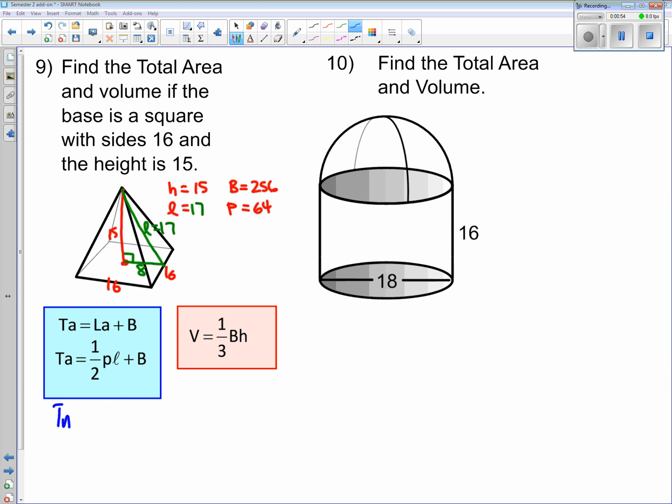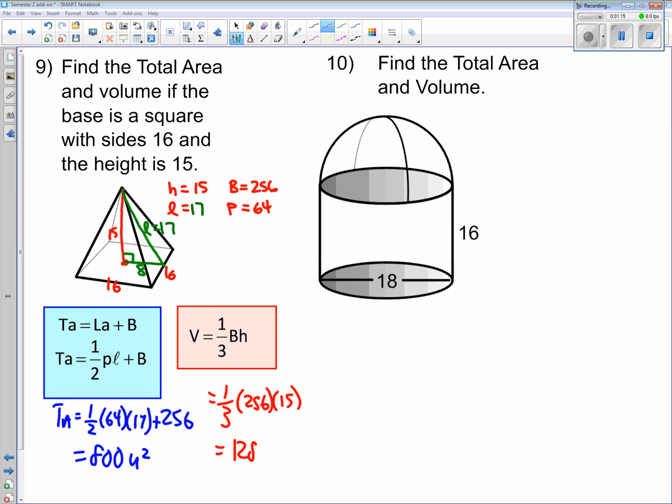For the total area, 1/2 the perimeter 64 times slant height 17, plus the area of the base 256. This will get you 800 square units. As far as volume goes, 1/3 the area of that same base times the height 15. So this is going to get you 1280 cubic units.